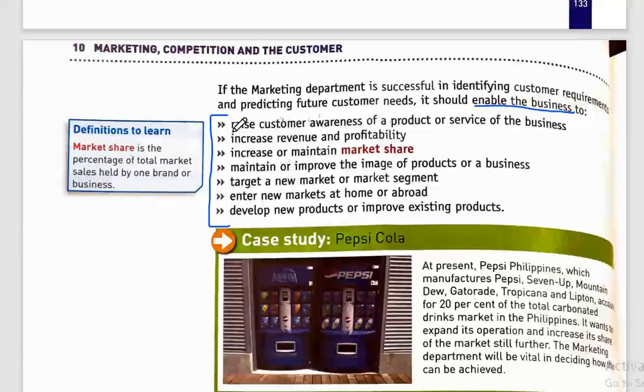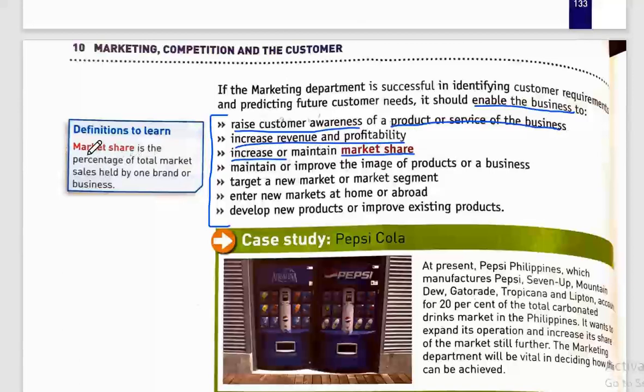For example, over here, raise customers' awareness of the product or service in the business to make the customer more aware. So I will gain the awareness of the customer. Also, I will increase the profitability and revenue. I will increase the market share. So what do I mean by market share?